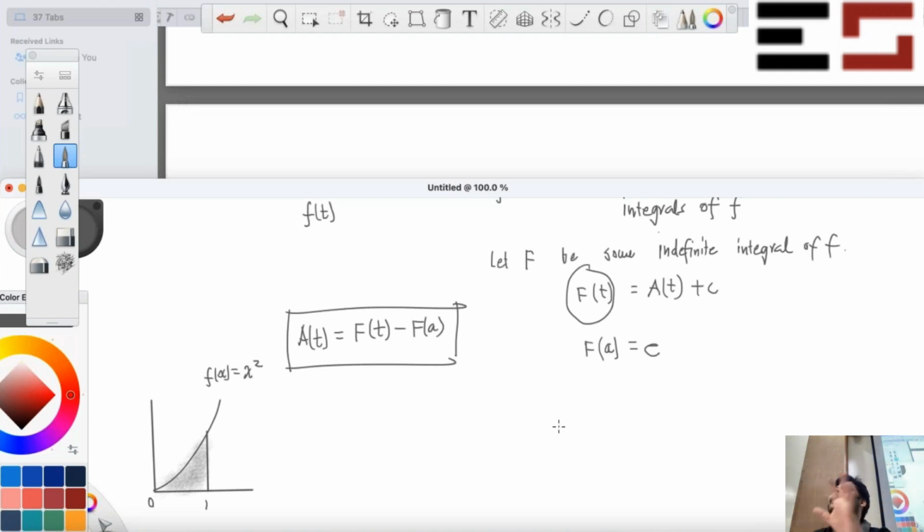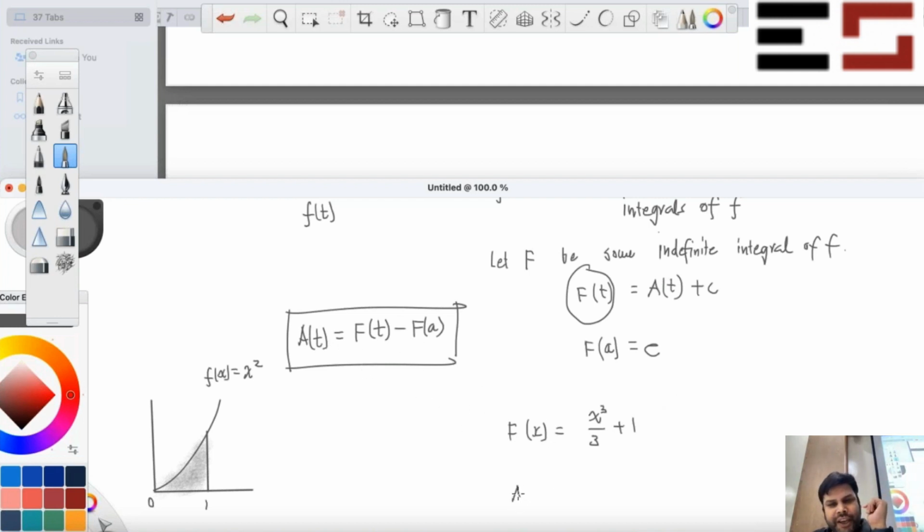So first take any indefinite integral of your choice. Can you think of any indefinite integral? What is the indefinite integral of x squared? X cubed by 3. So you're saying x cubed by 3 plus 1. That's what you want to take. Okay, let's take that. Do you agree that's one of the indefinite integrals? Yes or no? Now just use this formula.